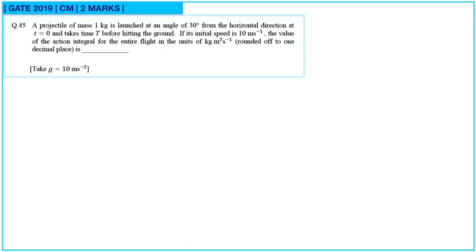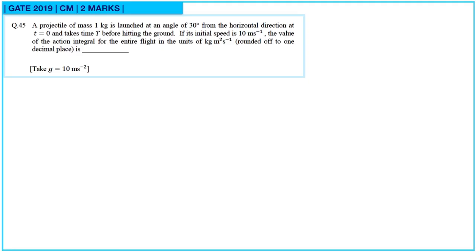Next question. A projectile of mass 1 kg is launched at an angle of 30 degrees from the horizontal direction at t is equal to 0 and takes time t before hitting the ground. If its initial speed is 10 meter per second, the value of the action integral for the entire flight in the units of kg meter square per second is.